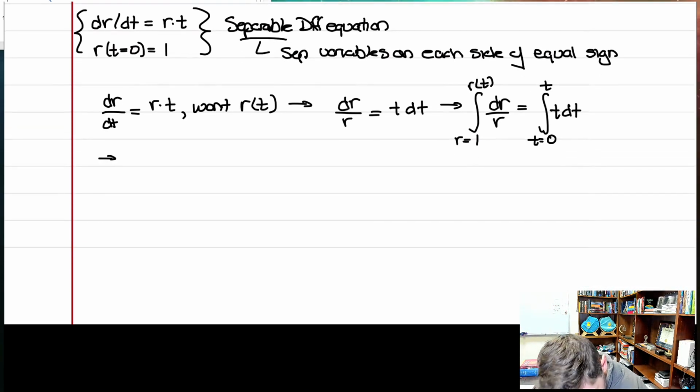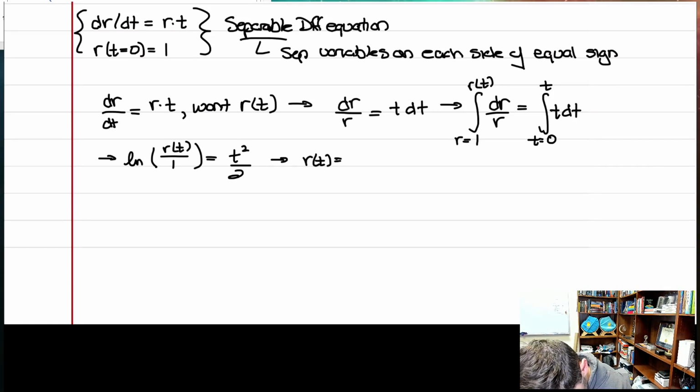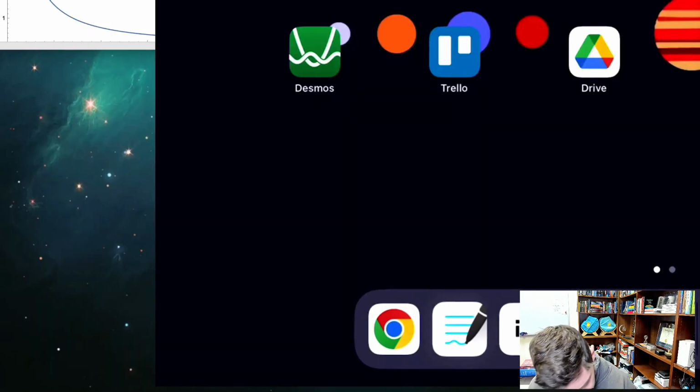So in that case then, if I evaluate the left integral, 1 over r, I know how to integrate that. That's just a natural log. And then when I evaluate, it looks like it's going to be ln r of t minus ln 1. And then that's going to be equal to the right integral. I can integrate a polynomial. That looks like it's going to be t squared over 2, minus 0 squared over 2. And then I can solve for r as a function of t. Looks like it's going to be e to the t squared over, oh dear.